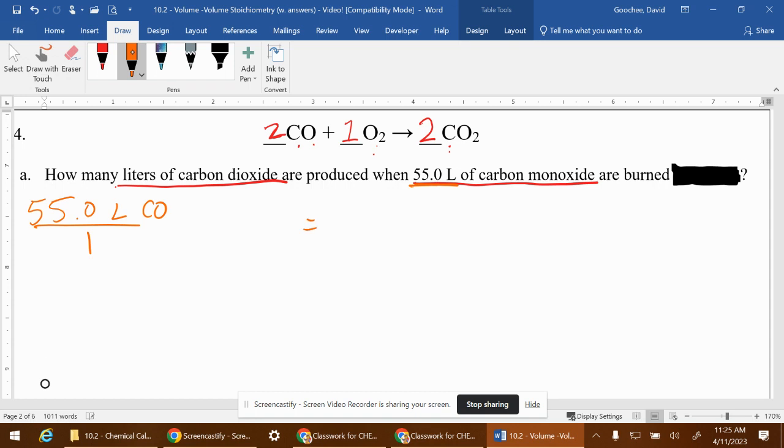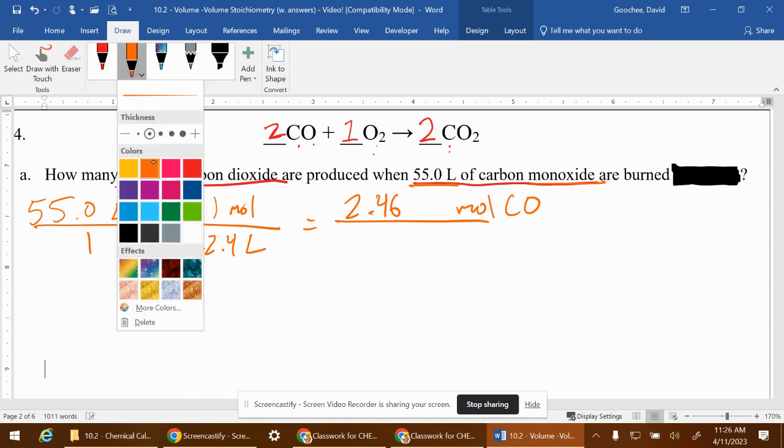And we want to figure out, first step, get that into moles of carbon monoxide. So out of liters into moles. Well, if you haven't gotten it at this point, 1 mole is 22.4 liters. So we're going to take 55 and divide it by 22.4. And we get 2.46 moles of carbon monoxide.